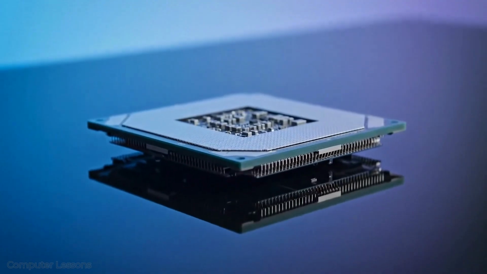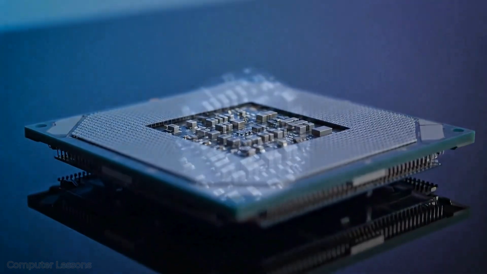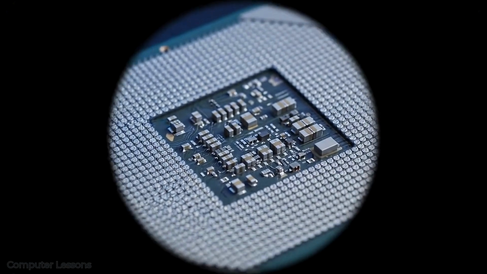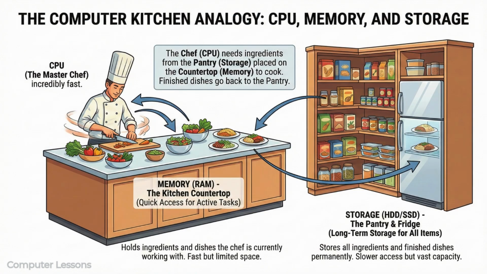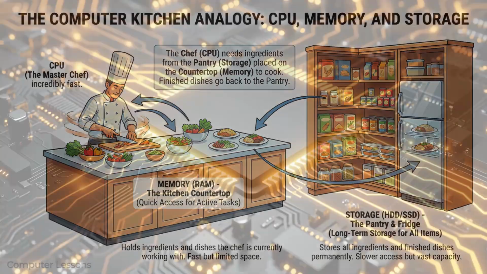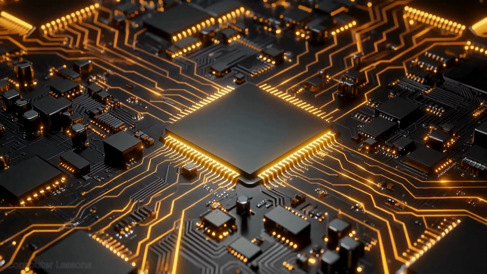So, who conducts this orchestra of 0s and 1s? Meet the CPU, or the Central Processing Unit. Think of the CPU as the brain of the computer. It is the component that actually performs the calculations and executes instructions. Imagine a master chef in a kitchen. The chef is the CPU. He is incredibly fast and skilled, but he needs ingredients to work with, and he needs a place to store his finished dishes. He can't hold everything in his hands at once.